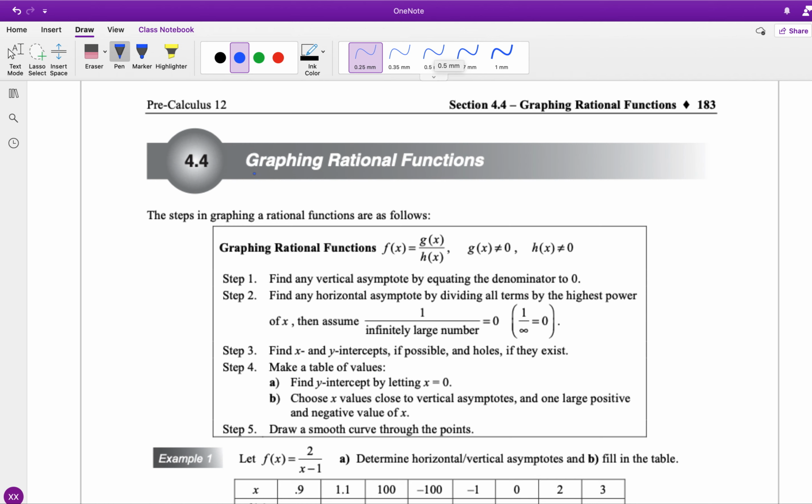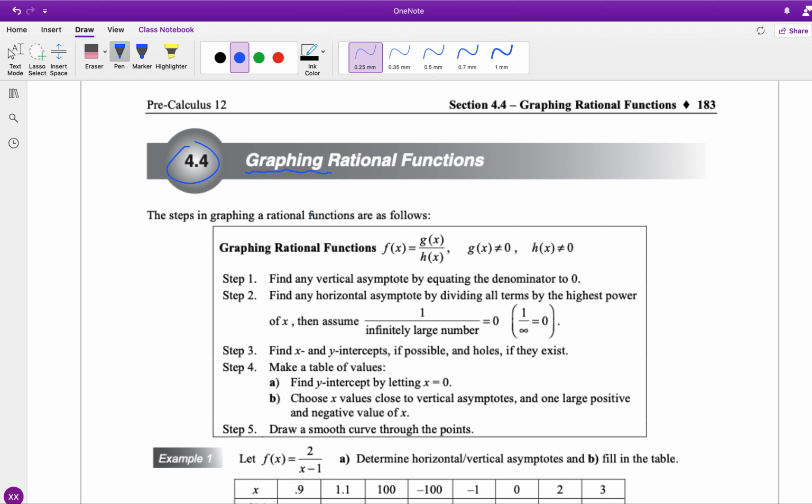This recording is for 4.4, graphing rational functions. So 4.3, in fact, is a preparation for us to start graphing rational functions.